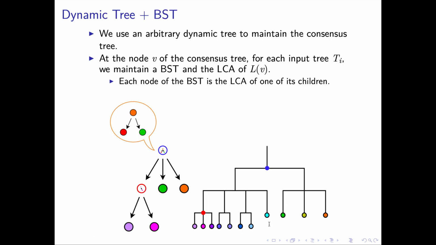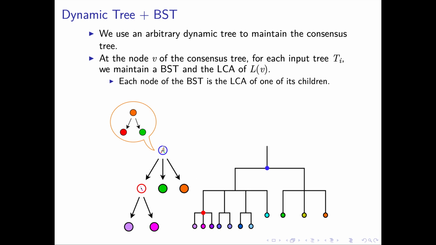Now we move on to introduce the data structure we use to maintain the LCA of every cluster in the consensus tree. We now describe the structure only for the case where there is only one such phylogenetic tree in the input. Since there are actually k such phylogenetic trees, we simply replicate this data structure k times. First, since we need to insert new nodes to our consensus tree, we use an arbitrary dynamic tree structure like LCT or top tree to maintain our consensus tree.